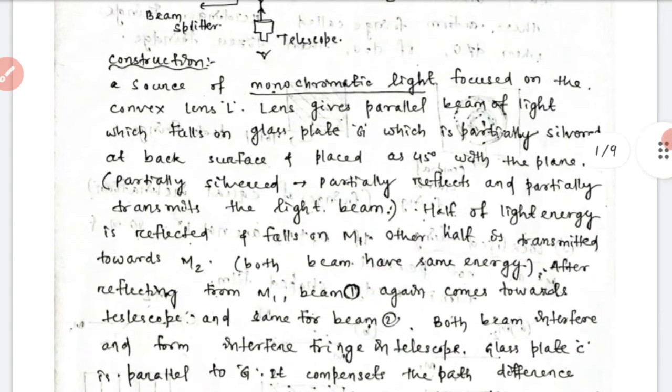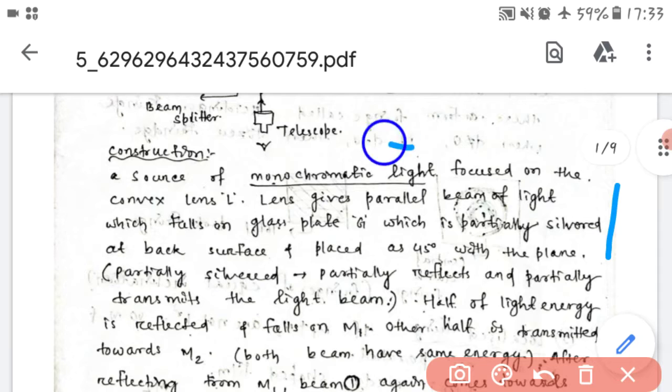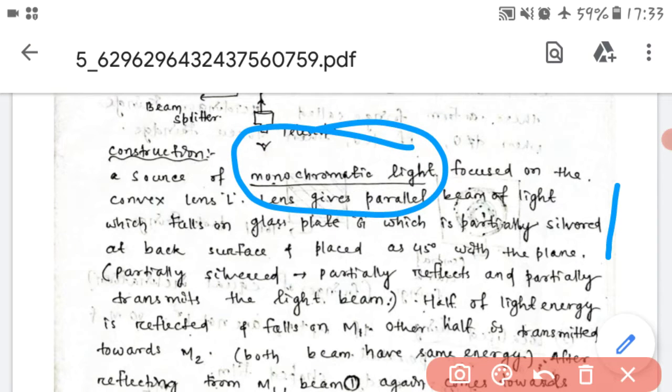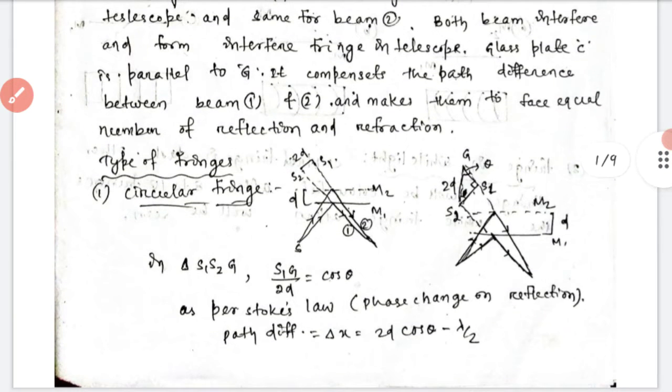Remember, here I have considered monochromatic light, sorry, not fringe, monochromatic light. That means sodium light, not white light. White light is polychromatic, and monochromatic means there is only one wavelength. And in this monochromatic light, we can see circular fringes.